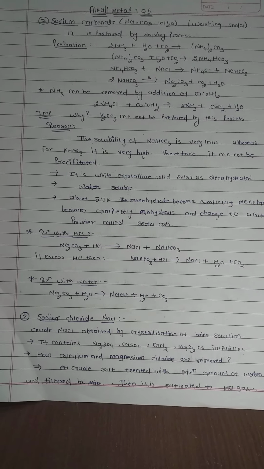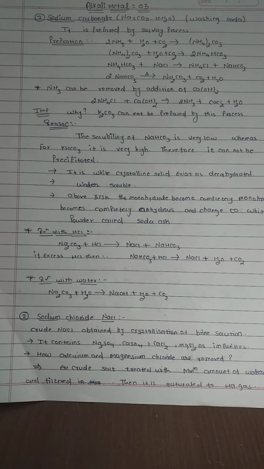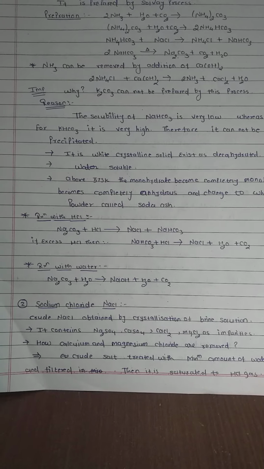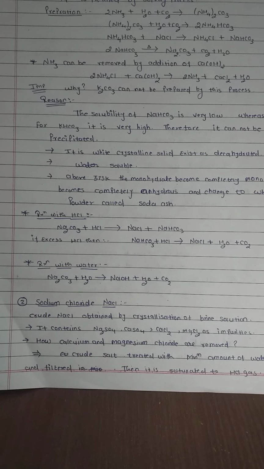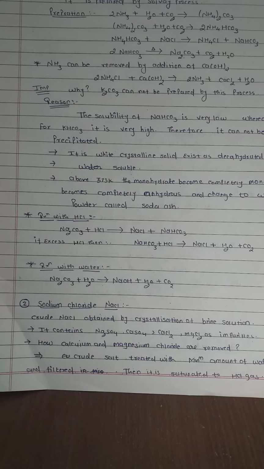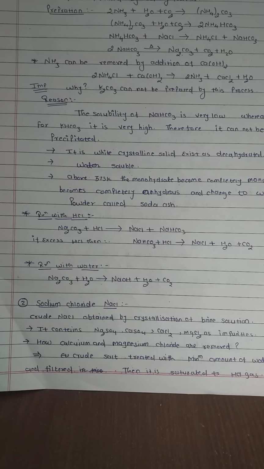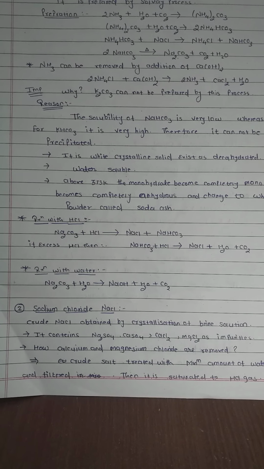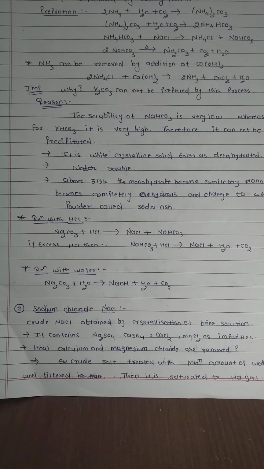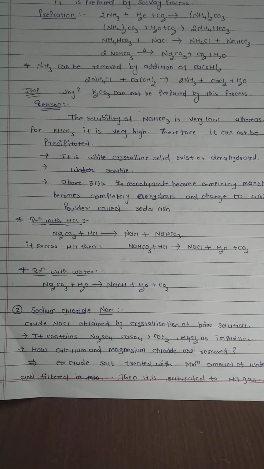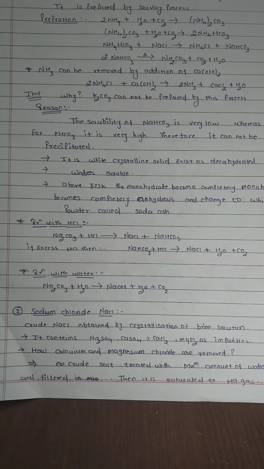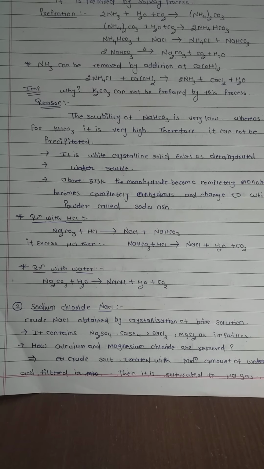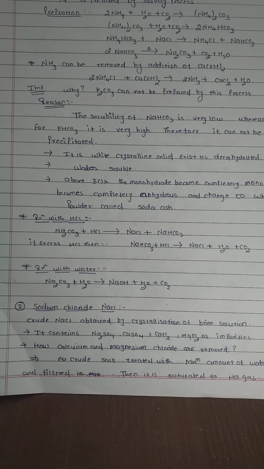So here we have completed the first compound, that is sodium carbonate, and let us move to the second compound, that is sodium chloride. As we all know, sodium chloride is made from the sea by evaporation of seawater. The first point is that crude NaCl is obtained by crystallization of brine solution. Brine solution is simply a salty solution having salt in it, and we can think of it as seawater.